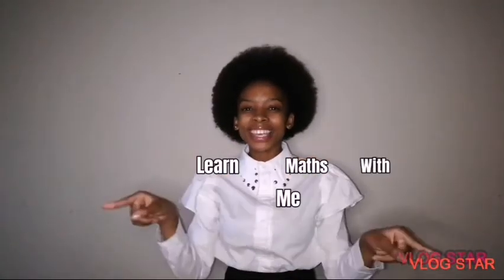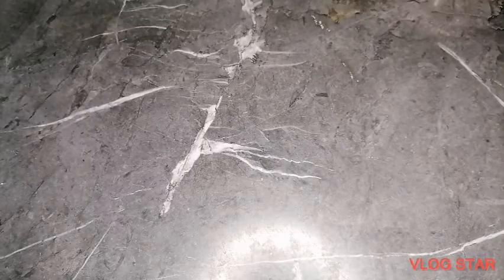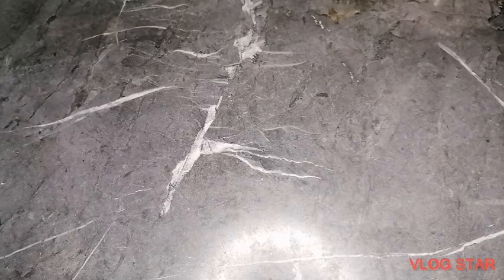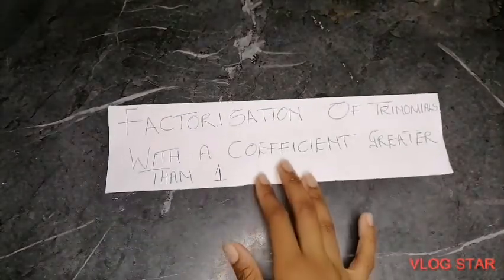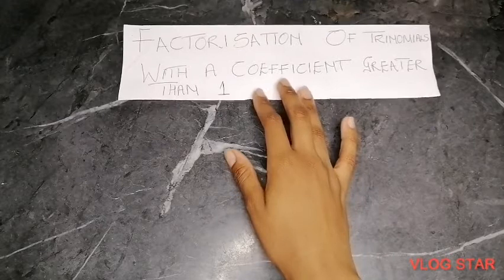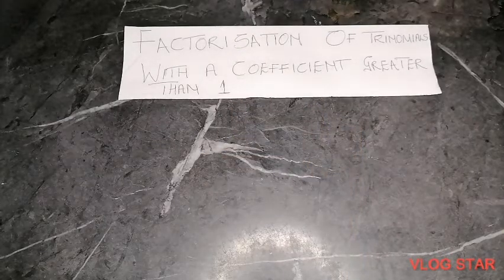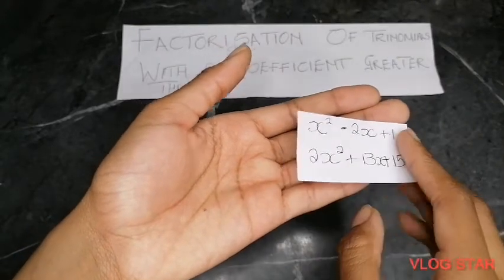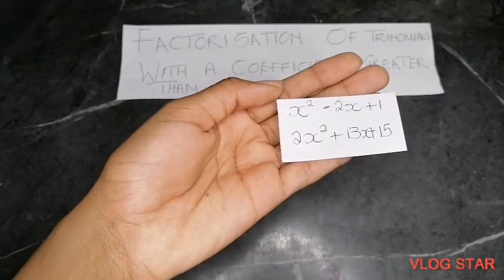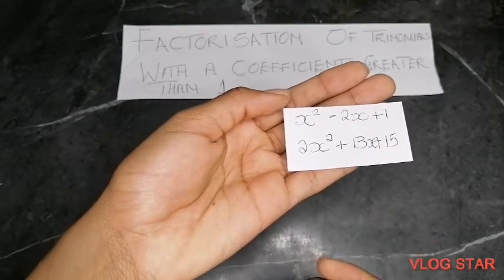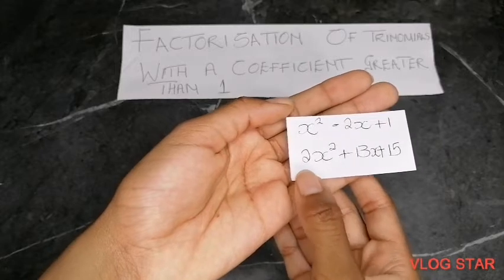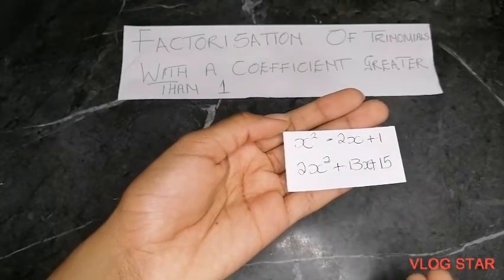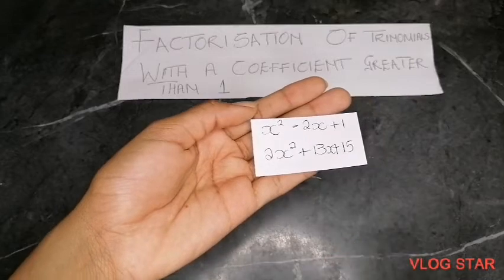Hey guys, welcome to another episode of Learn Maths with me on a hashtag Maths Tuesday. In today's episode, we will be doing factorization of trinomials with a coefficient greater than 1. Oh yes, in the previous videos you saw that we were doing factorization having a coefficient of 1. In today's video I'll be showing you how we factorize trinomials with a coefficient greater than 1, meaning 2 going up.